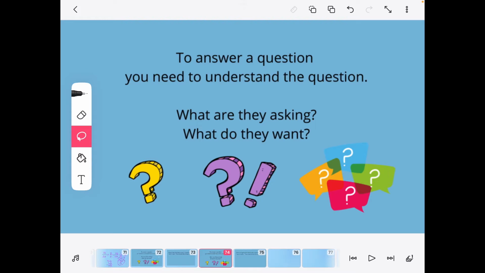Let's take a look at this. To answer a question, you need to understand the question. Makes sense, right? You have to understand. What are they asking? What do they want? They always want something, don't they?